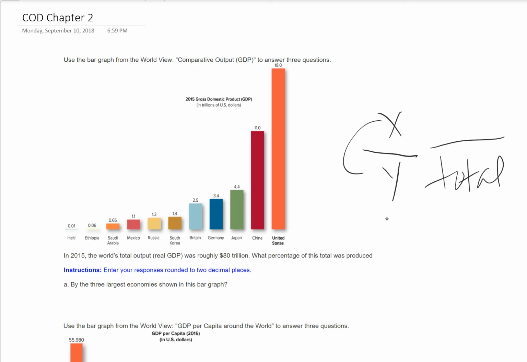So this example then would say, well, you've got a world output of 80 trillion. That's the total of all of the combinations of this world output, this GDP. And then the question is, what percentage was produced, that's our ratio, by the three largest economies. So in this example, we'd say, well, the three largest are the U.S., and we've got the numbers here. Add this up, and we get 33.4 billion.